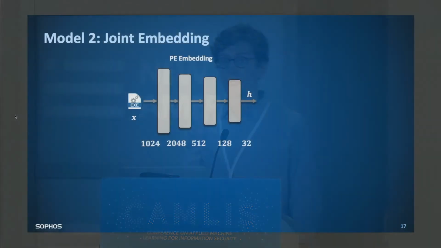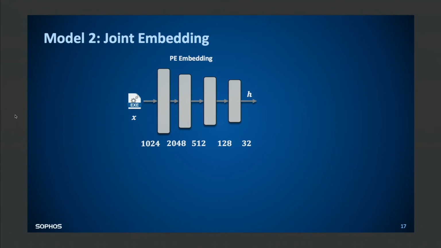The second model that we tried, and the one that ended up producing not only the best results but also the most interpretable ones, is a joint embedding model. This is something fairly standard in the computer vision field. It's composed of 3 different parts. The first one, we call the PE embedding part, which transforms the initial feature representation of 1024 features into a 32-dimensional representation in this embedding space. Again, the best models go first up to a representation of 2048 and then go down.